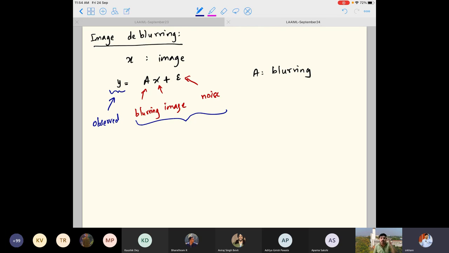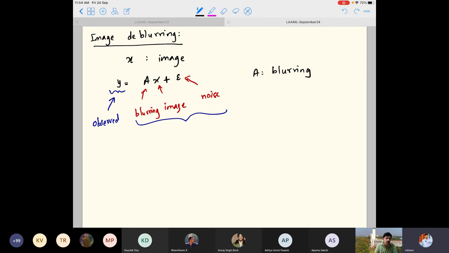From this image, what do you obviously want to do? You want to recover the original image x, without blurring and without noise. So clearly what we have here is a deblurring problem. It's a very important problem because this is real life. In real life you will not even know the blurring matrix, but here we'll assume that the blurring matrix A is known to you.